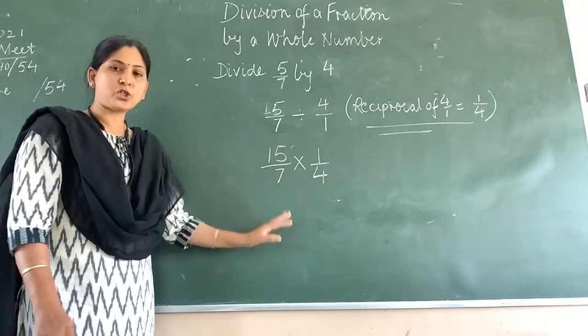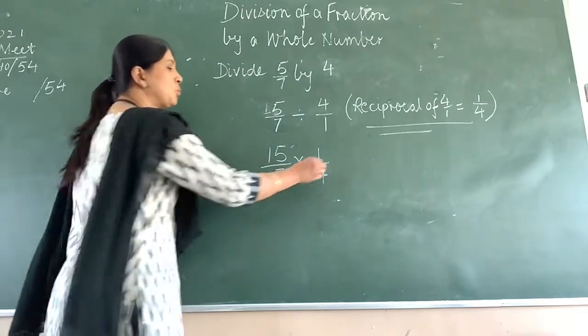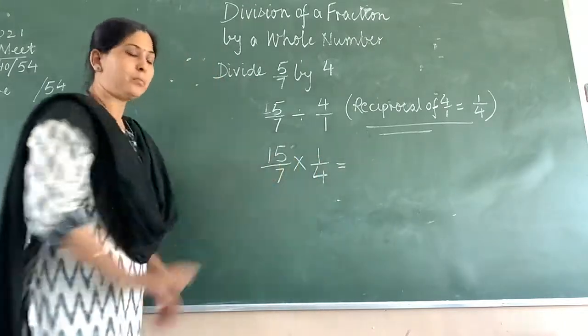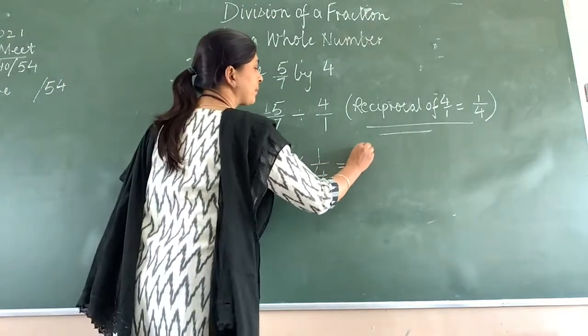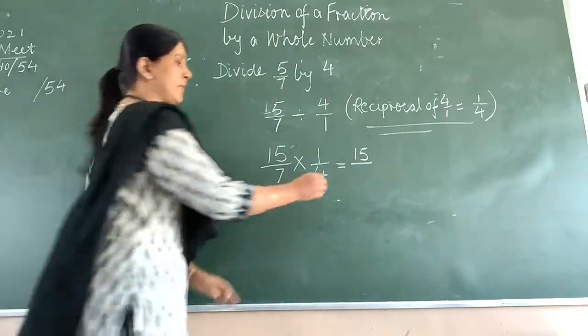So in such a case, when the numerator and denominator cannot be reduced, what do we do? We multiply the numerators. 5 times 1 is 5. 7 times 4 is 28.